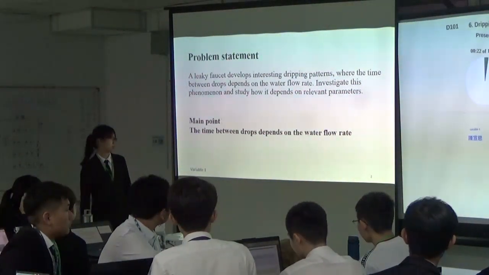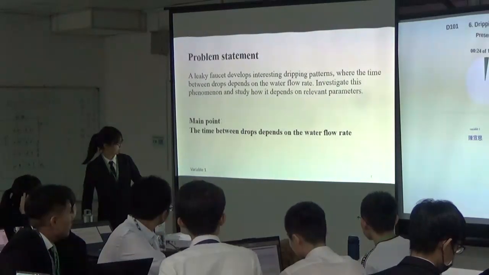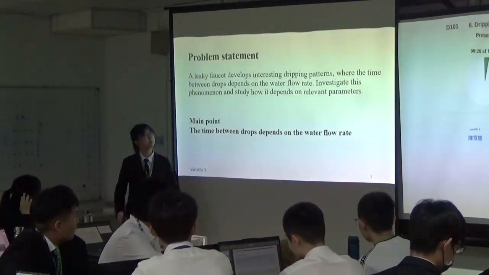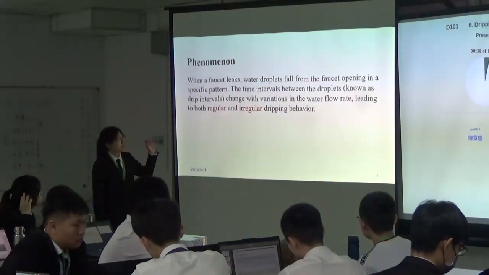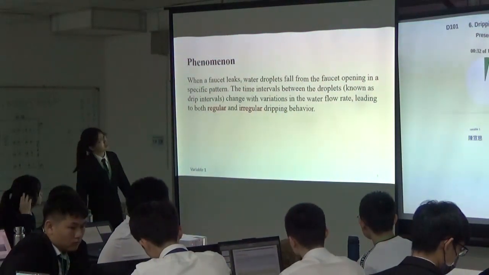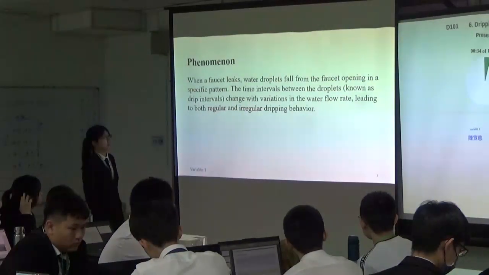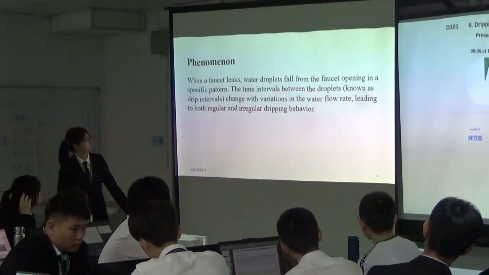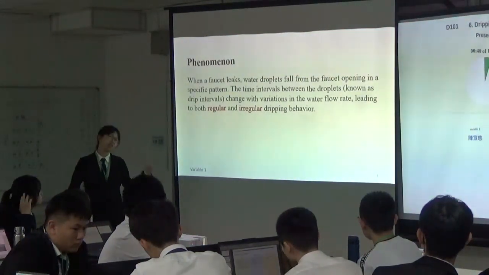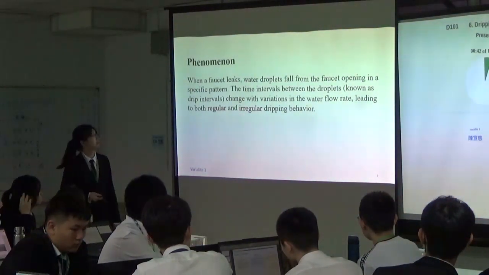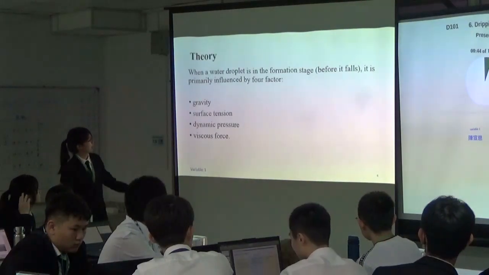So our main point would be that the time between drops depends on the water flow rate. Here's the phenomenon. When a faucet leaks, the water droplets fall from the faucet opening in a specific pattern. The time interval between these droplets changes with variation in the water flow rate, leading to both regular and irregular behavior. So here's my theory.